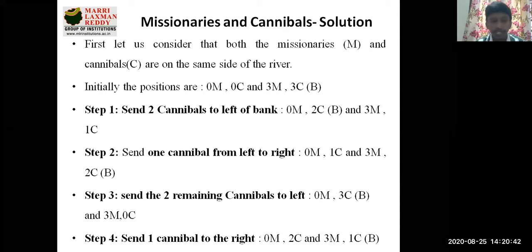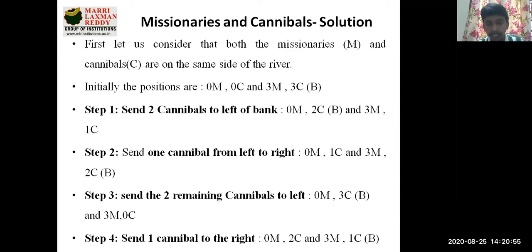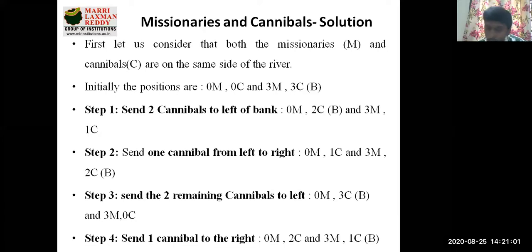Even in examinations, whenever it is asked, you need to give the solution step by step. So guys, you can expect this sort of question in your examinations, like the puzzles or the questions we are discussing now. That can be asked as part of your examinations. So you need to listen properly and try to understand the solution. Okay. So moving on to step two.